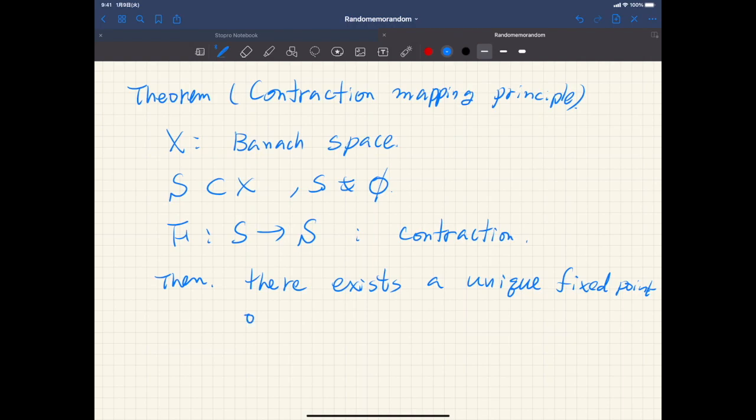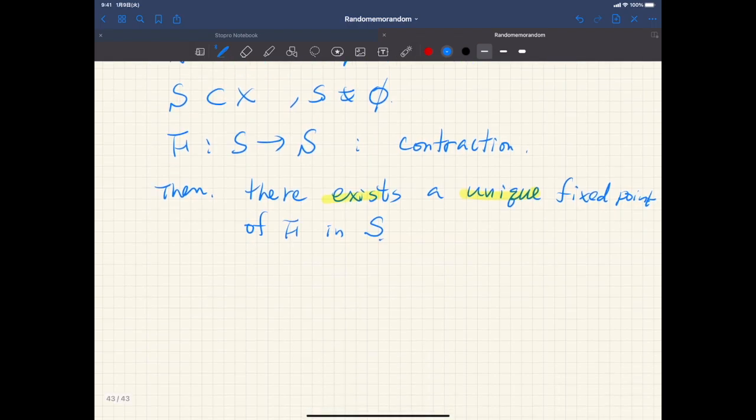A fixed point of f in S. Okay, so there are actually two claims: there exists a fixed point, and it's unique. So we need to prove each of them. First, let's prove the uniqueness. Okay, that's easy actually.